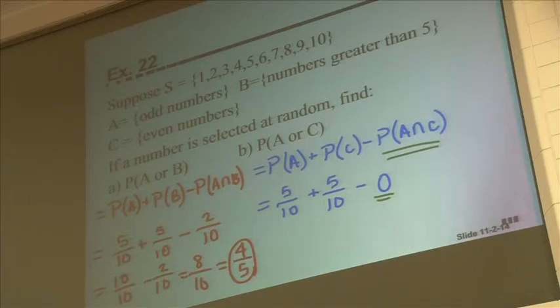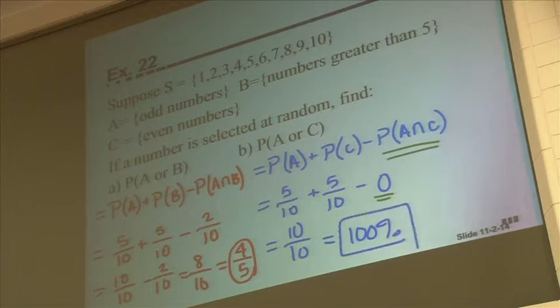Let's keep simplifying. Well, 5 out of 10 plus 5 out of 10 is just 10 out of 10, which gives us 100%. Or just 1. Okay. You have a 100% probability that you're going to choose either an even number or an odd number. Well, yeah, of course, because those are the only 2 numbers that are in the set.